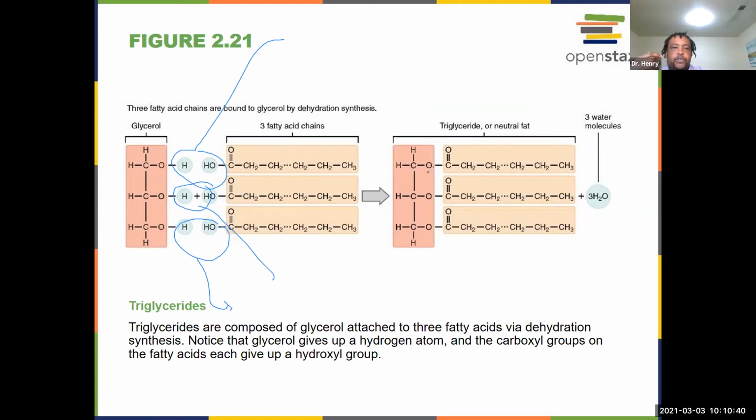The triglyceride is what fat is. That's our fat, neutral fat. In this case, it's not charged. It's neutral. And then we also get free water produced. Okay, how are you feeling so far? Not too bad. So these are long fatty acid chains. You start from glycerol, and these are your fatty acid chains. They come together to make your triglyceride. Okay.